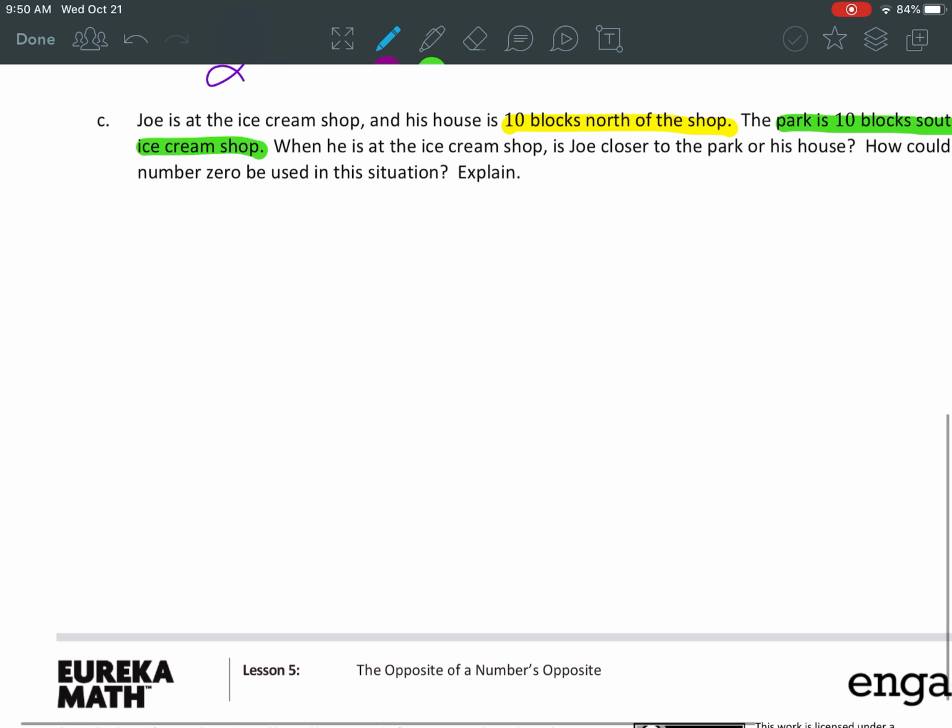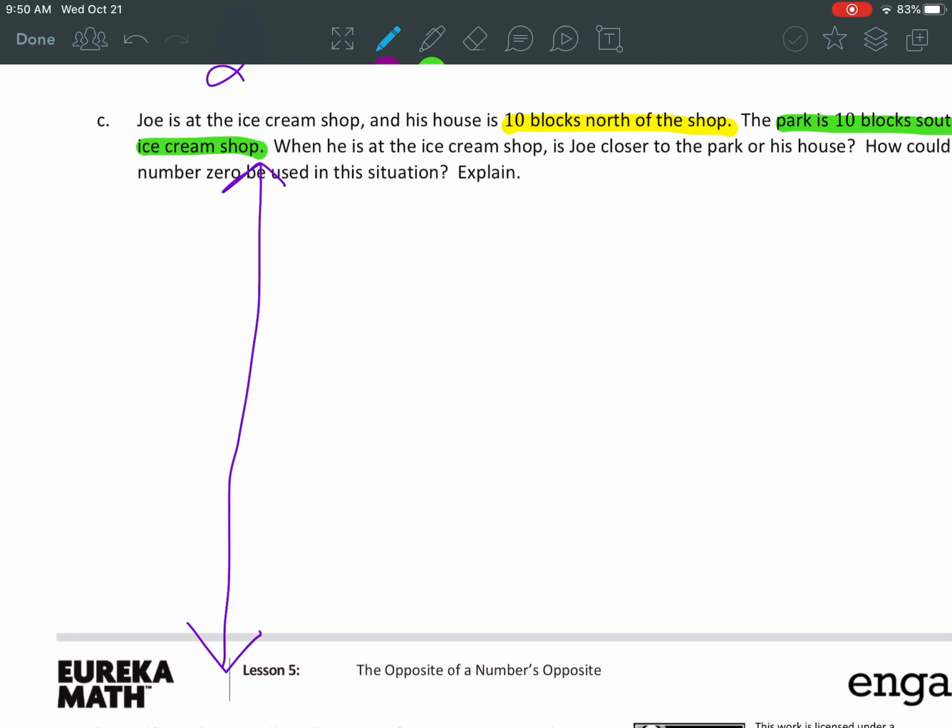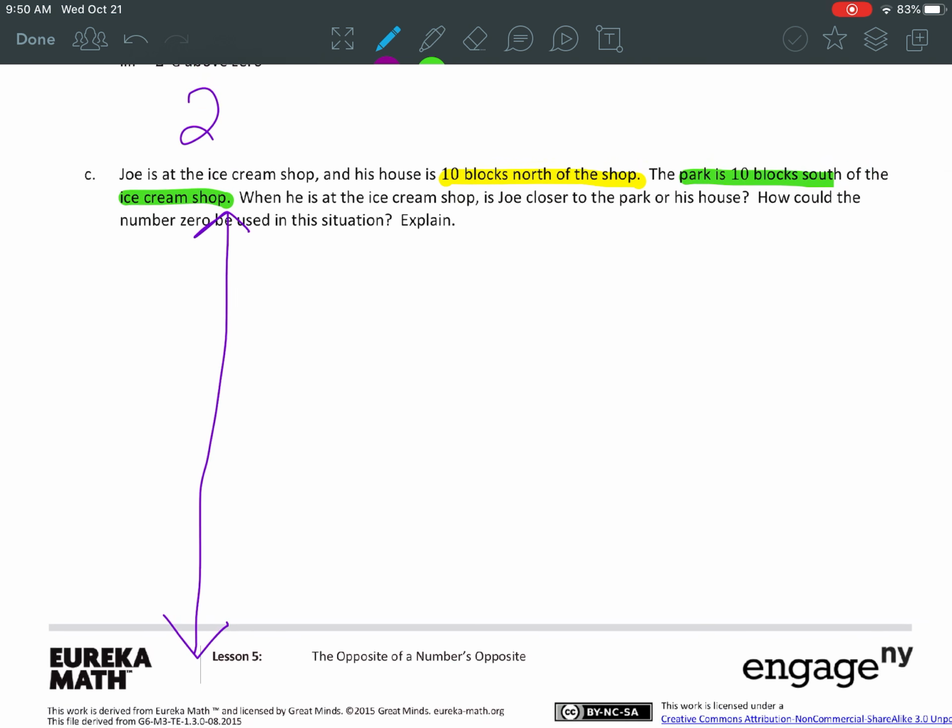Okay, so let's draw this. We know that the house is north of the shop and that the park is south of the shop. So what should our 0 be? It should be the ice cream shop.